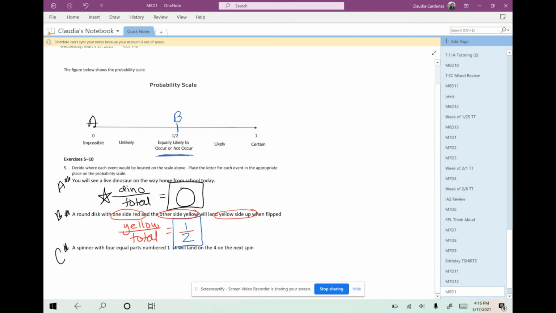Okay, so a spinner with 4 equal parts numbered 1 through 4 will land on 4 the next time it spins. So we want to know when it lands on 4 compared to the total options it could land on.